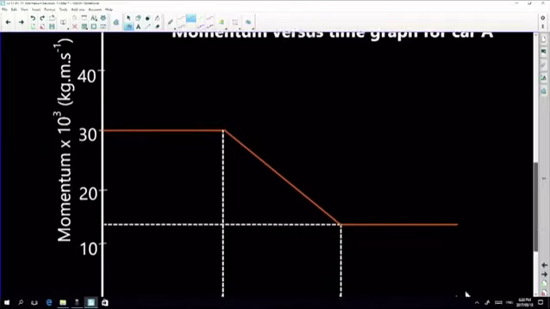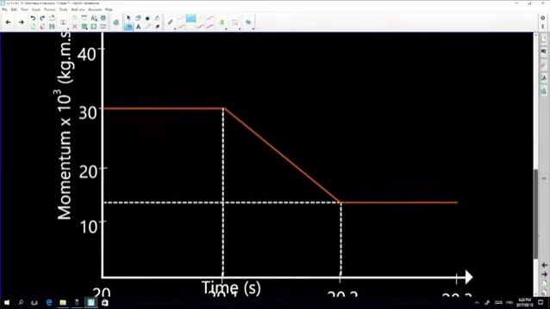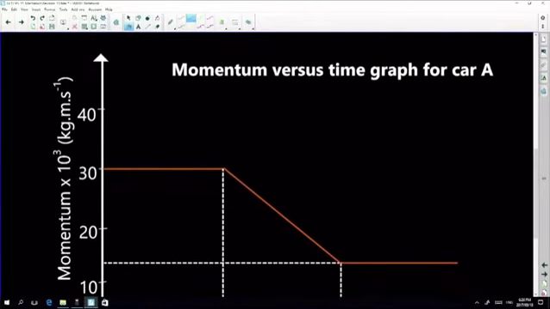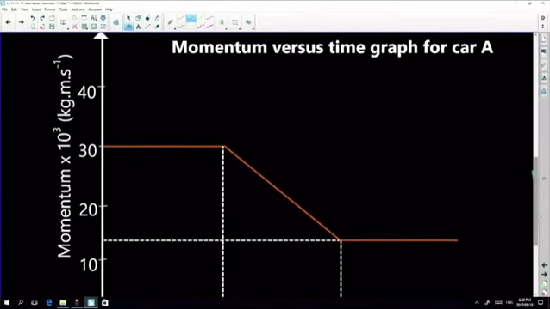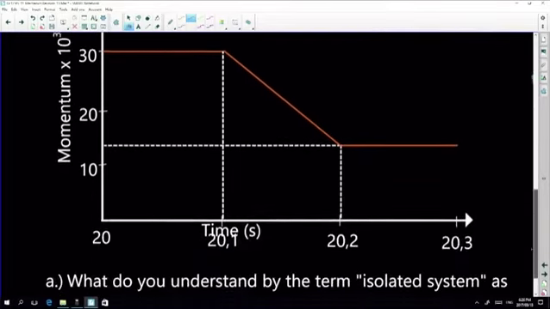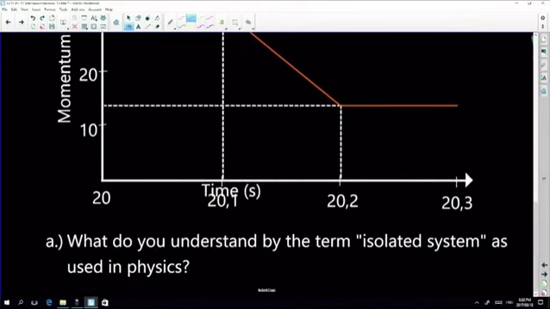So, here's the graph. Doesn't really fit on the page, though. Momentum is in kilogram meters per second, time in seconds. First question is, what do you understand by the term isolated system as used in physics?